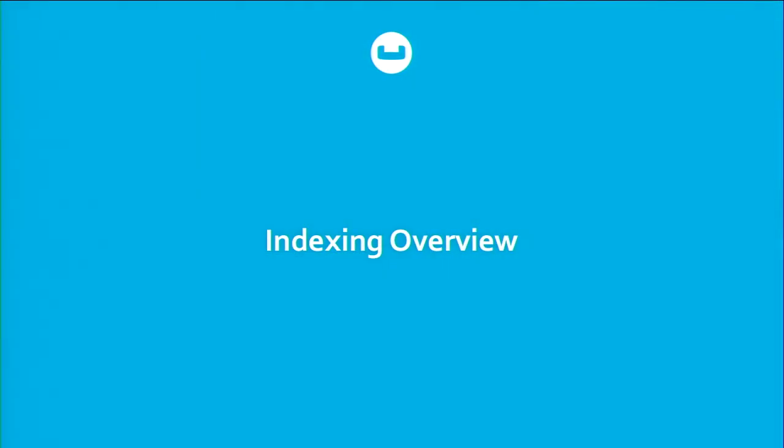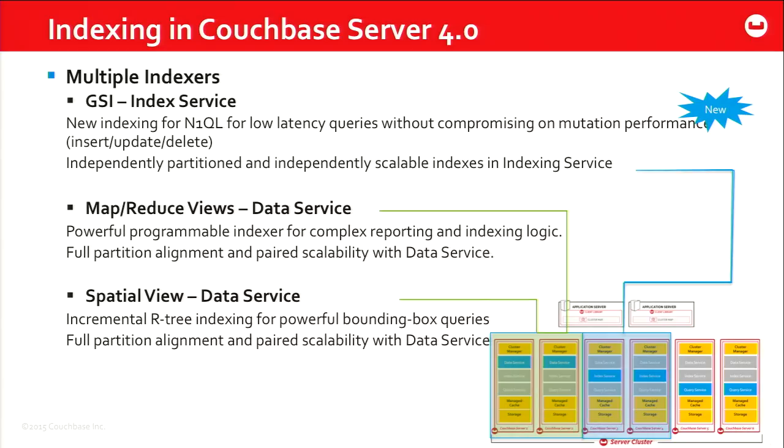Now that was the query service, and I want to quickly talk about the index architecture as well before I dive into some of the examples. There are 3 types of indexers we have in the next version of the product, in 4.0. The first one is the new one, the global secondary index, that runs inside the indexing service. The other 2 run in the data service.